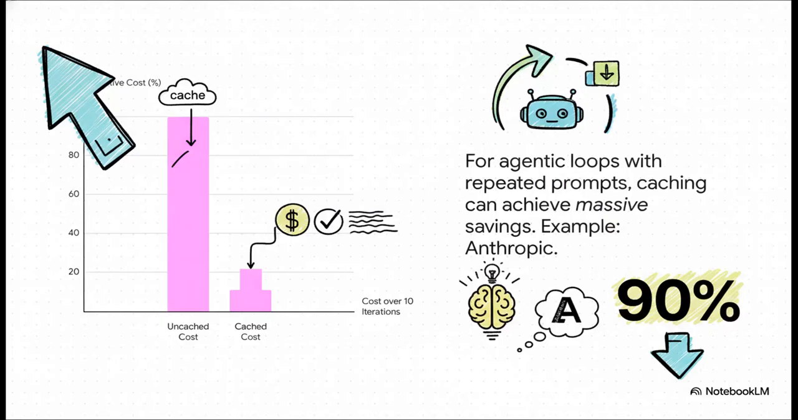And this chart just shows you how insane the savings can be. This is an example from Anthropic. The first time, yeah, you might pay a tiny bit extra to write to the cache. But look what happens over just 10 iterations. The cached cost is a tiny fraction of the original. We're talking about an 89% savings. It's basically free money for being smart about your prompts.